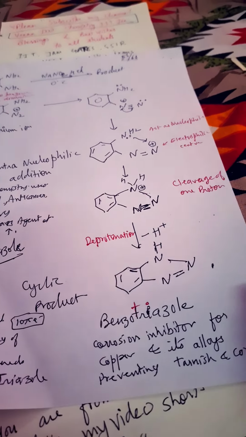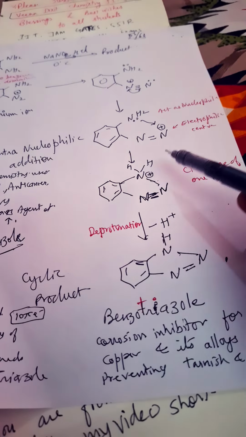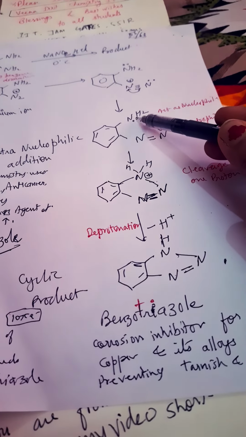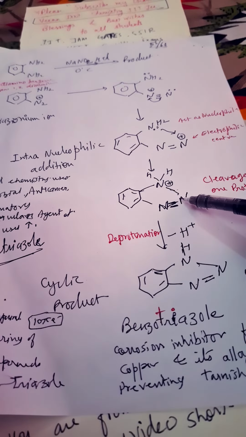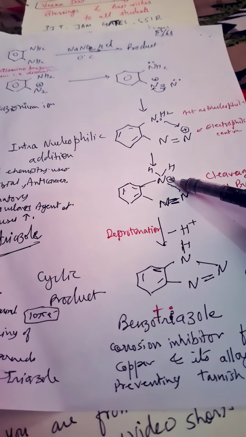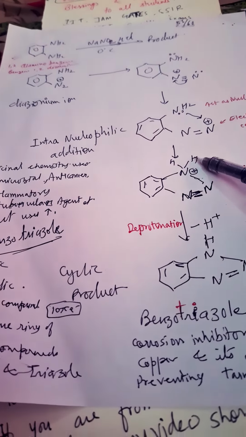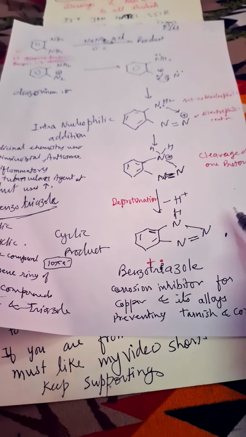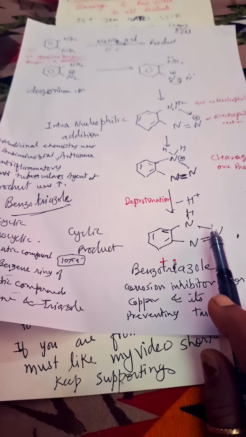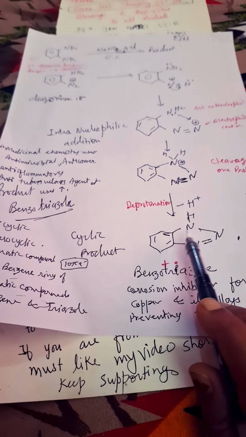What will happen now? There will be a bond between this lone pair of electrons donated to nitrogen, so then there will be a bond between them. Now this nitrogen has a positive charge, and since it has a replaceable H, the proton will be cleaved from here and we will get a neutral compound. This is neutral now, no charge in it, and this is heterocyclic.